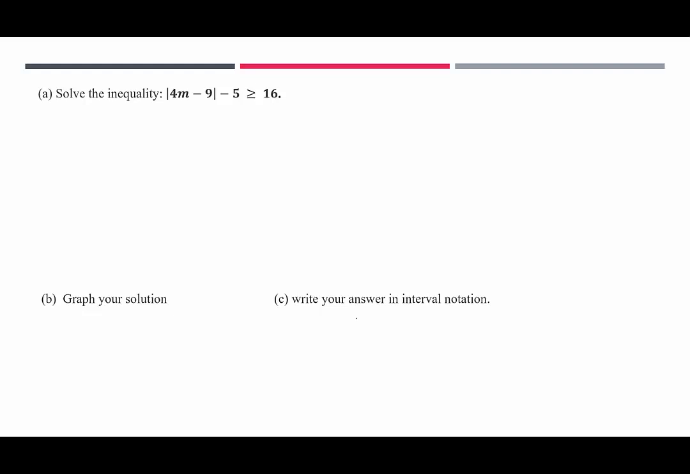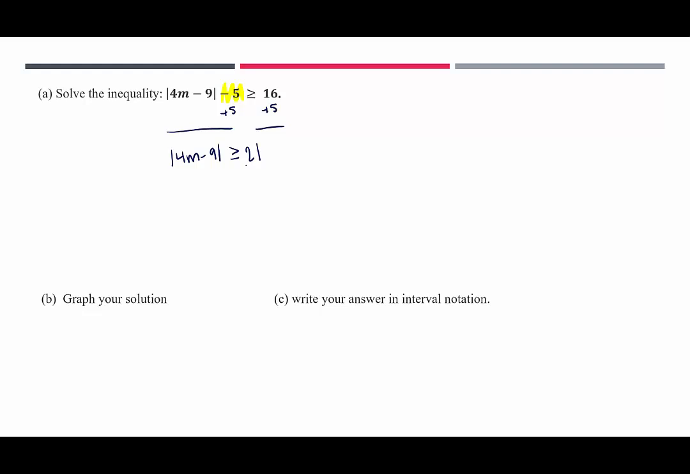Before we decide if this is a conjunction or a disjunction, we want to isolate the absolute value, preferably on the left-hand side, which is where it already is. The other thing that's on the left-hand side is this minus 5. So the first thing I want to do is add 5 to both sides, and that will get the absolute value by itself. Okay, so now I have the absolute value of 4m minus 9. I keep the absolute value bars because I haven't done anything with them yet. Is greater than or equal to 16 plus 5 is 21.